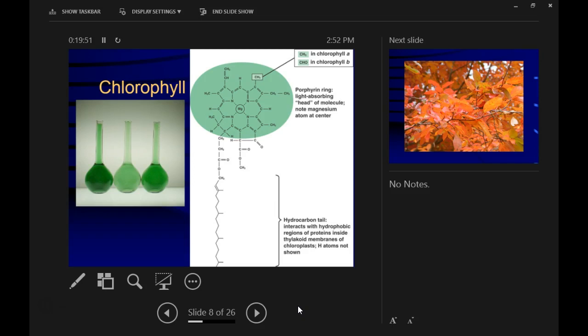Now, there are several different versions of chlorophyll. The dominant pigment is called chlorophyll A. There's another one called chlorophyll B, which we call an accessory pigment. And you can see the big differences between a methyl group and a carbon with a hydroxyl group there.